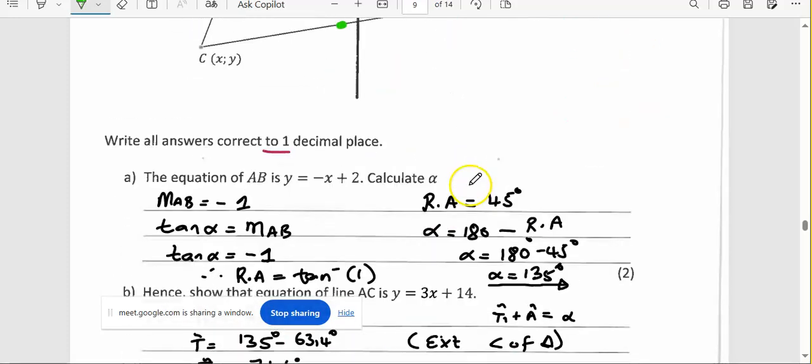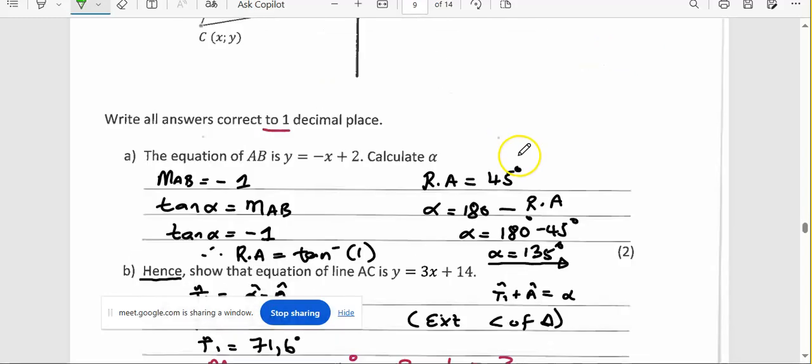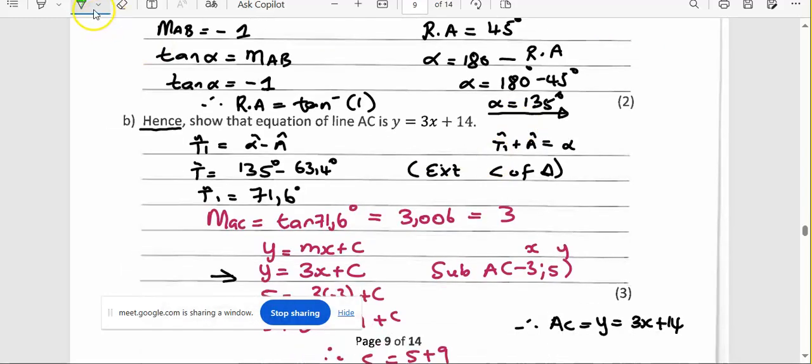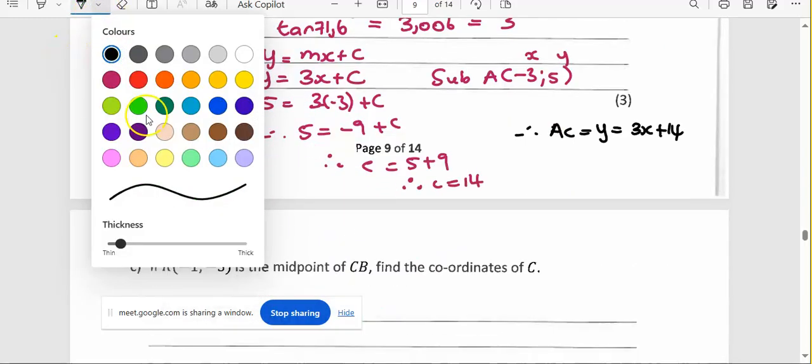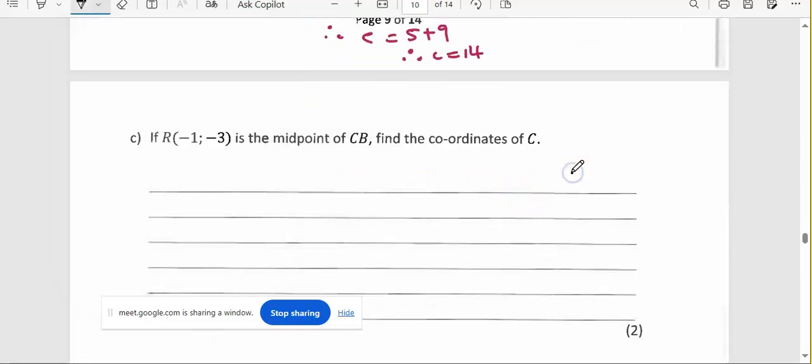So now, remember, if R is the midpoint, how do we find the midpoint of a line? Do you still remember the formula? How did we find R? Remember, the coordinates of R is given as -1 and -3. Those are the coordinates of R. How do we find them? We use the midpoint formula where we say x1 plus x2 divided by 2. Then to find the y, we say y1 plus y2 divided by 2. That's the midpoint formula. Do you still remember this formula?